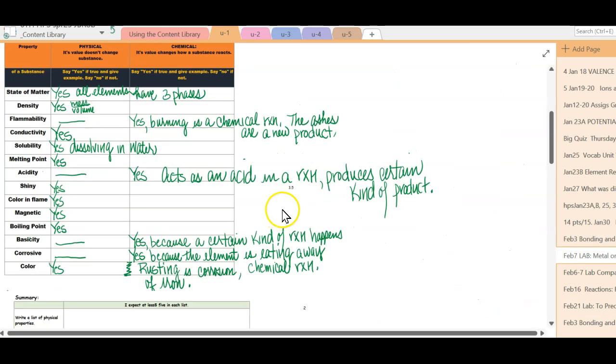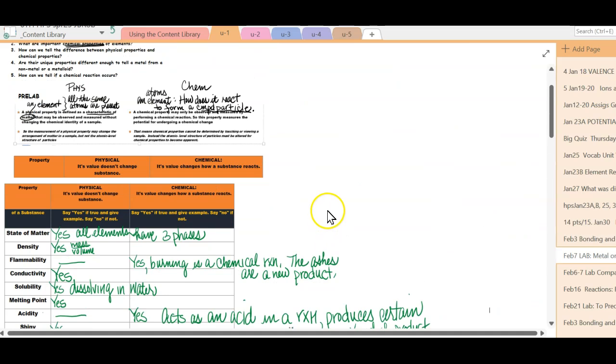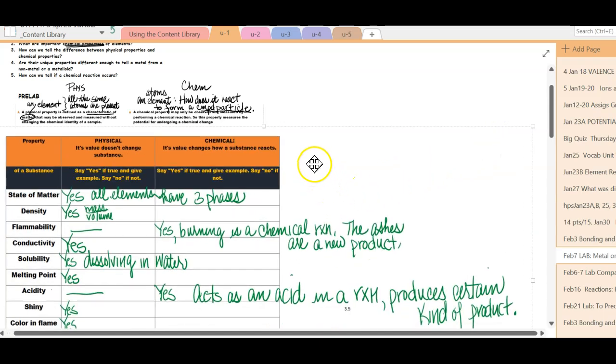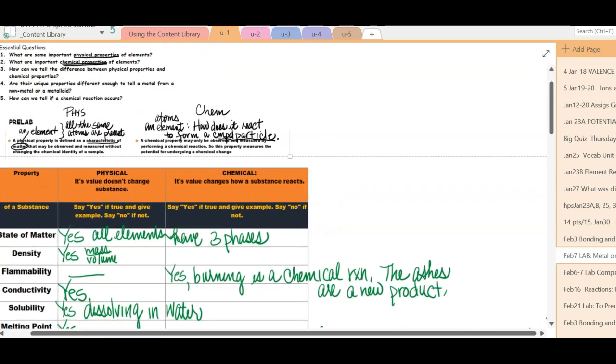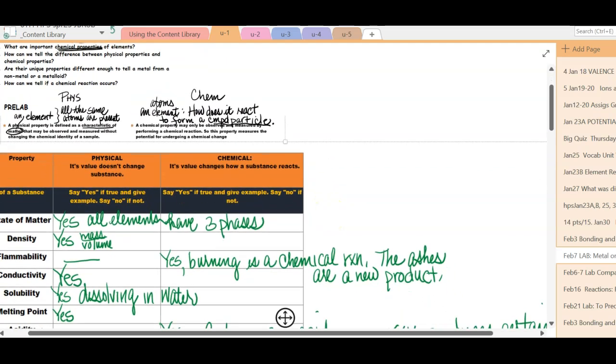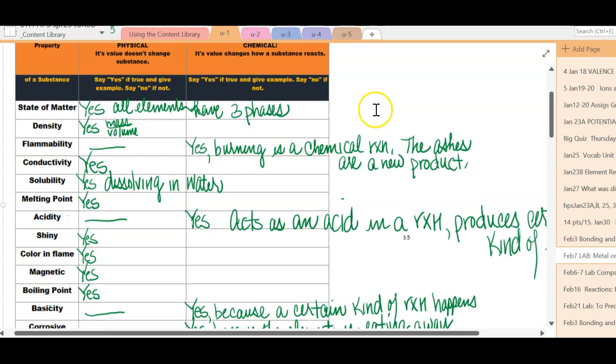Yes. All right. Now, let's move to the next one, which is the lab we just did fairly recently on metals and nonmetals. So the first thing we did was look at, let me make this just a little bigger because I'm really putting it over the top of something else. We were talking about what are some important physical properties of elements, some important chemical properties, and how unique are these properties to metals versus nonmetals.